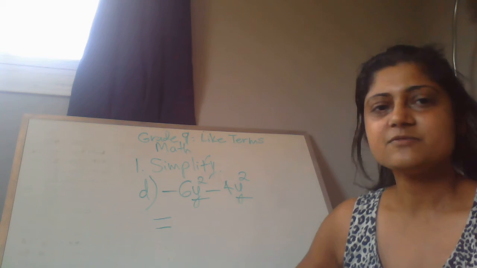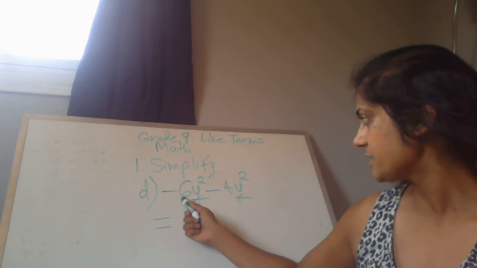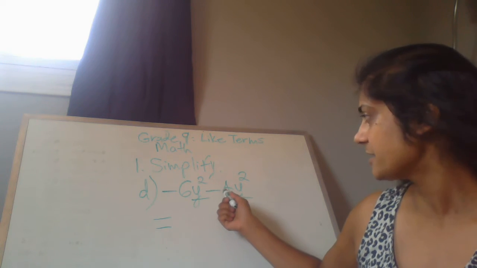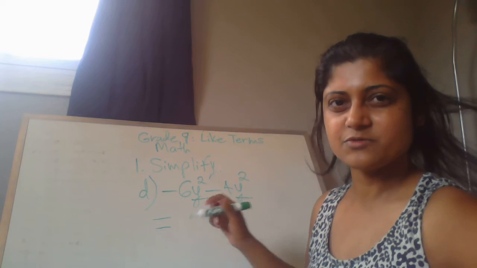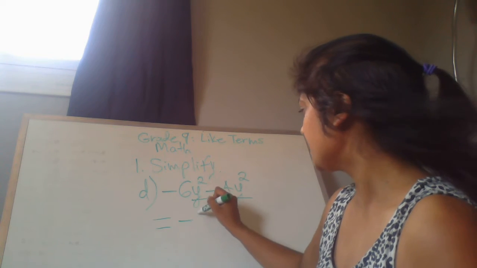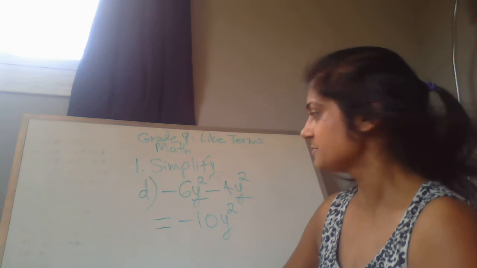So here I have negative 6. And again, remember, because they both are integers, this is actually negative 6 plus negative 4. Alright, and if we remember some of the rules from grade 8, this is going to be negative 10y squared. So just like that.